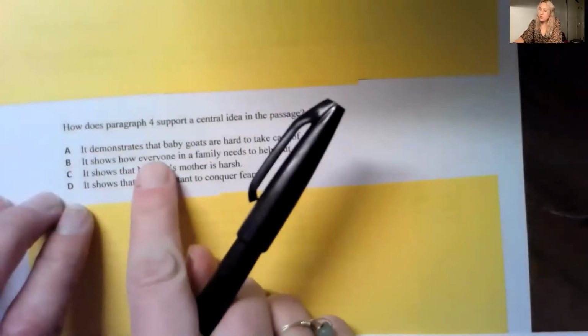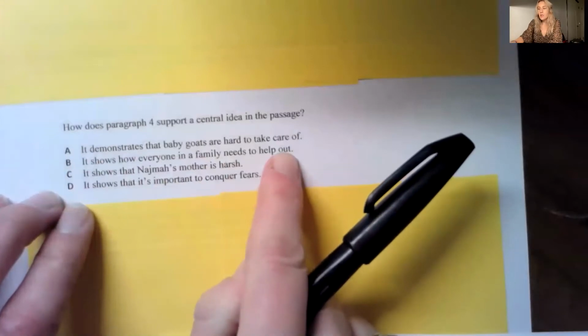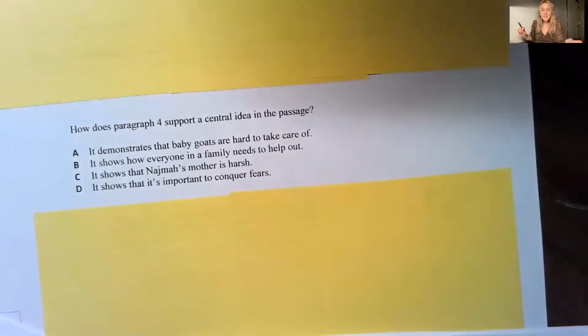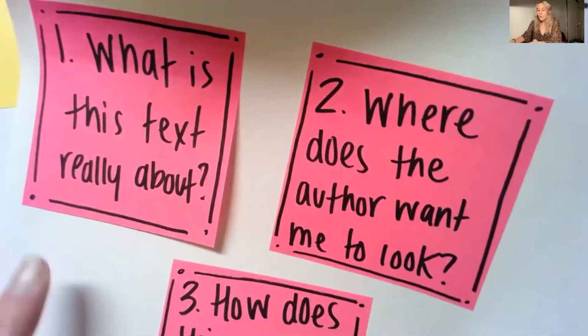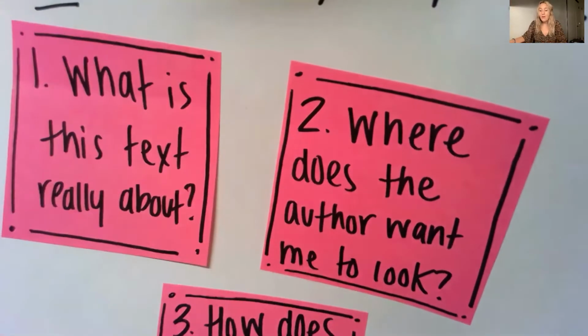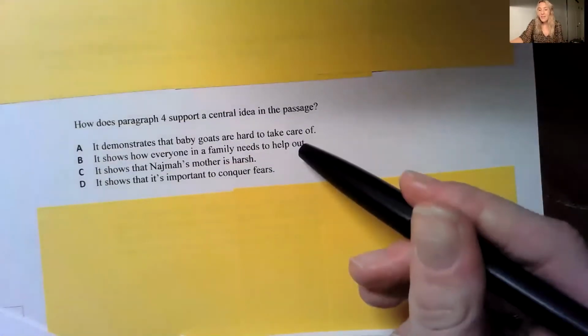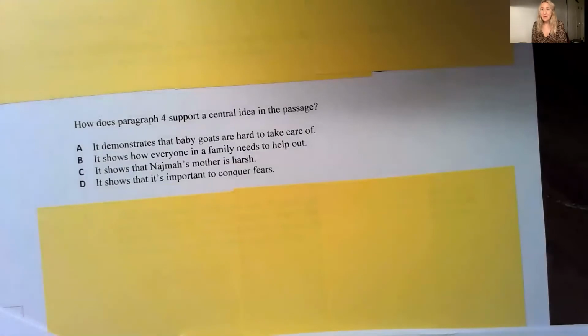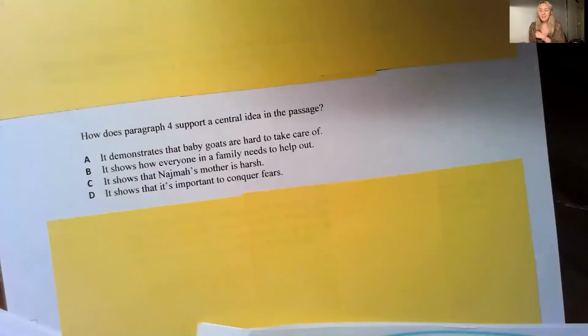All right, so let's see what our possible answers are. A, it demonstrates that baby goats are hard to take care of. Remember, the trick here is thinking about how that part relates to the whole, what the text is really about. Right away, I'm thinking, no way that can be it, because the whole text isn't about baby goats. Maybe if it's like, what is paragraph 4 about? Maybe. Even still, I'm kind of iffy on it. But if I'm thinking about the whole text, it's not really about baby goats. That's just one detail. So I think it's probably not A.